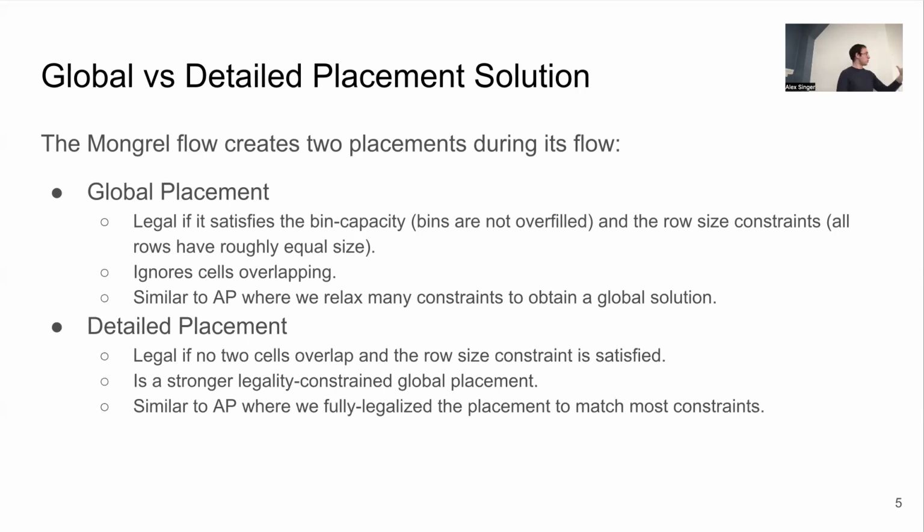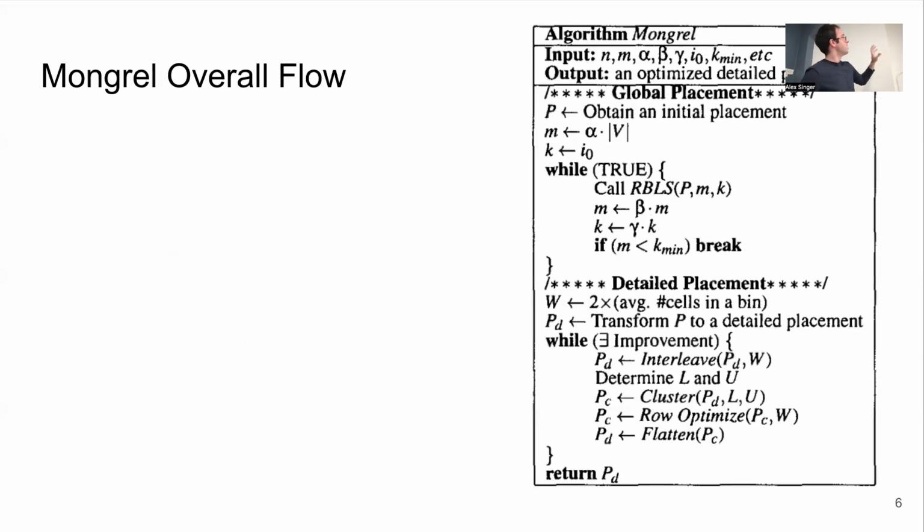We're going to start with our global placement, where we've relaxed some constraints so we can do some optimizations. And then we're going to turn that into a detailed placement and do more optimizations. So these are just some nomenclature we're going to be talking about from this paper. So here is the overall Mongrel flow.